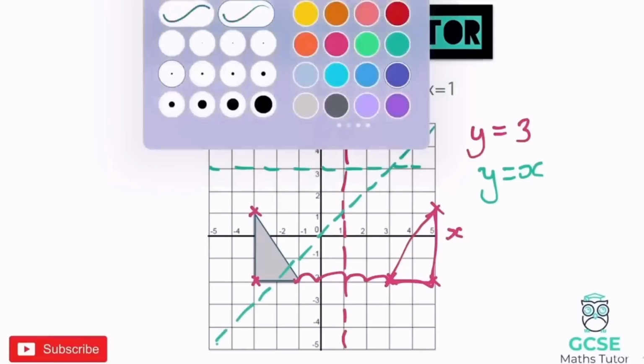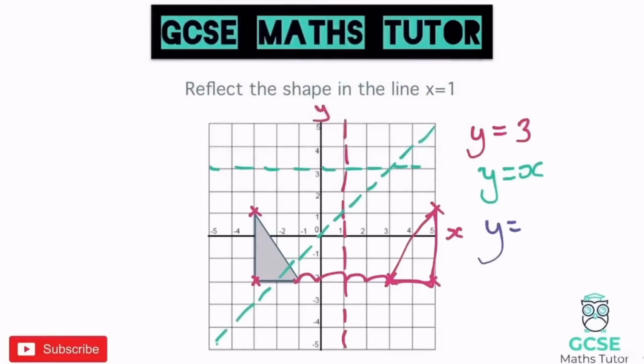There's one more that we could have as well. Let's pick a different colour for this. We could have y equals negative x, which is very similar to the one above, but it's pointing in the opposite direction. And if I do that in blue as well, that's going down this way. So we could also have to reflect in a diagonal line. But again, you just follow the same process, counting diagonally.